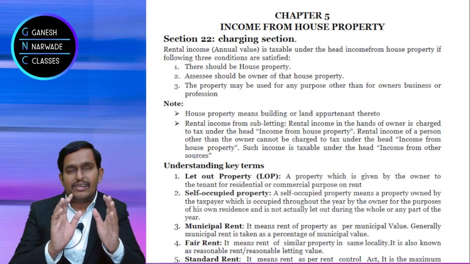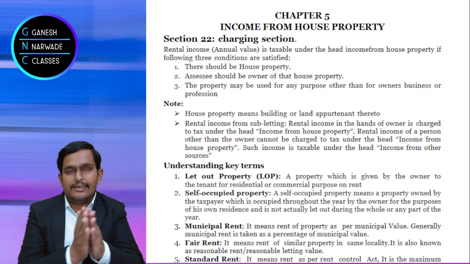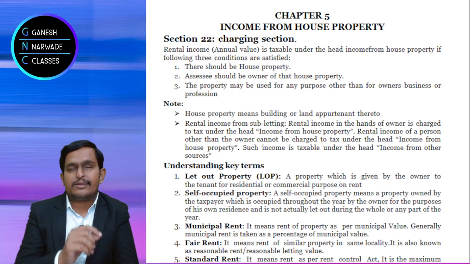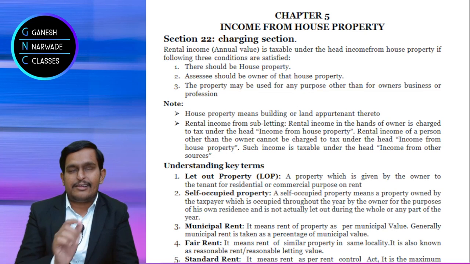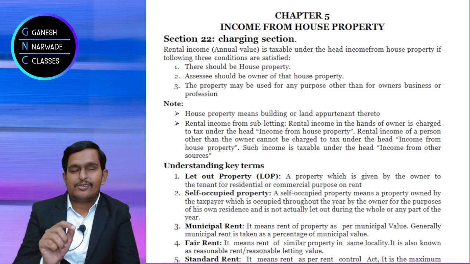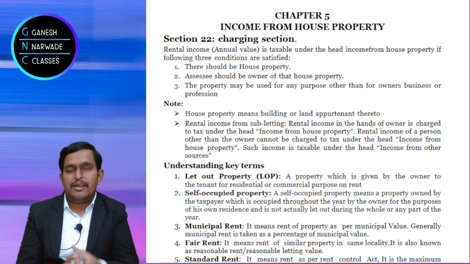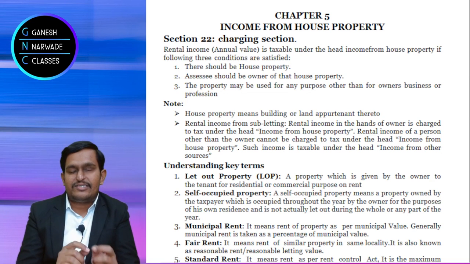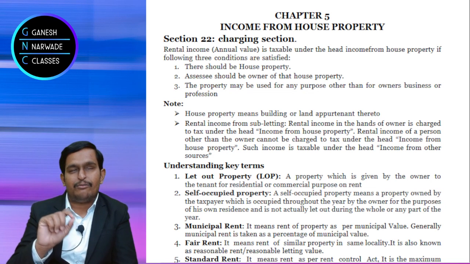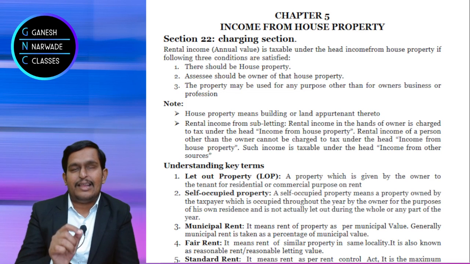Right? Now, if the owner is giving the property on rent, it is taxed under income from house property. But if the tenant is giving it on rent again, that is called subletting. It is not taxed under house property because the primary condition is that you must be an owner, correct? So if the tenant is letting out, it is called subletting and it is taxed under income from other sources.